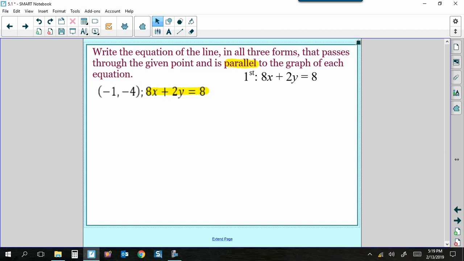So the first thing you always want to do with problems like this is take that given equation and convert it into slope-intercept form. Well, why into slope-intercept form? Because that's the form that shows you your slope. Oh, there you go. Easy.